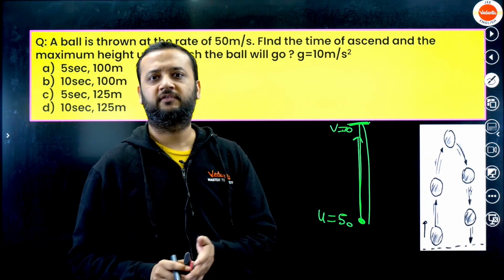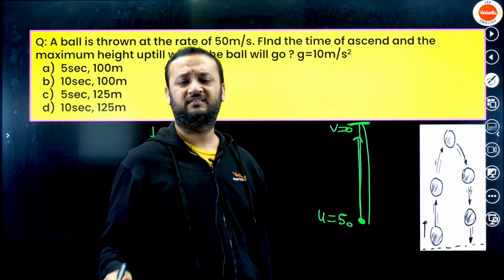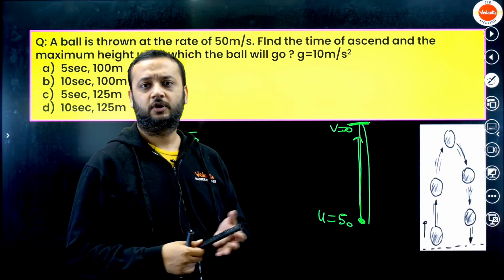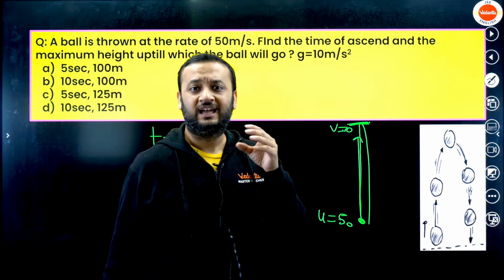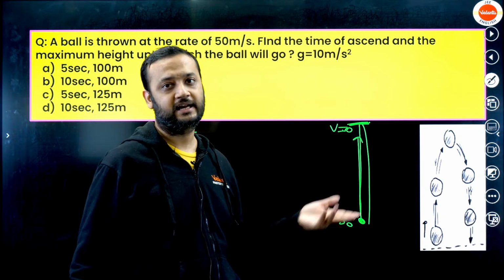Basically we have simply thought. We have not written any equation. We just thought that 50 will become 0 in 5 seconds, because every second gravity was decreasing the value by 10. So 50 would have become 40, 40 would have become 30, like that.